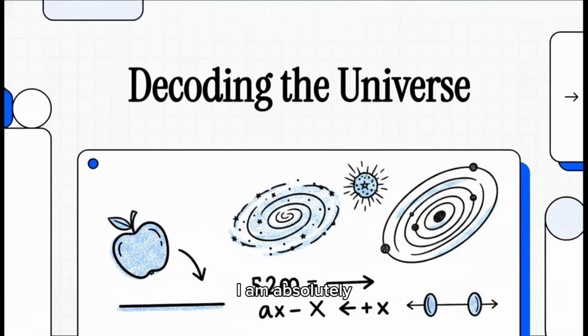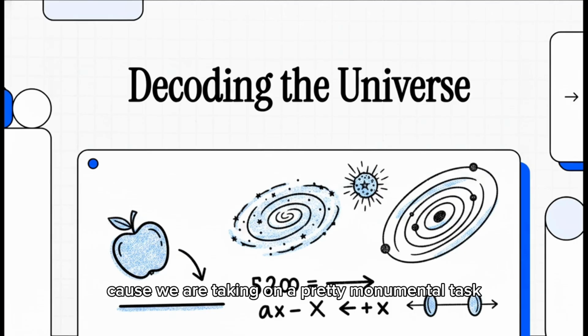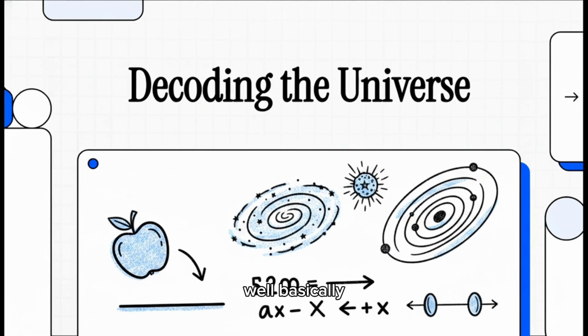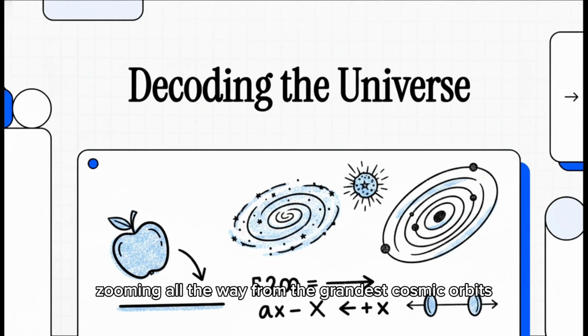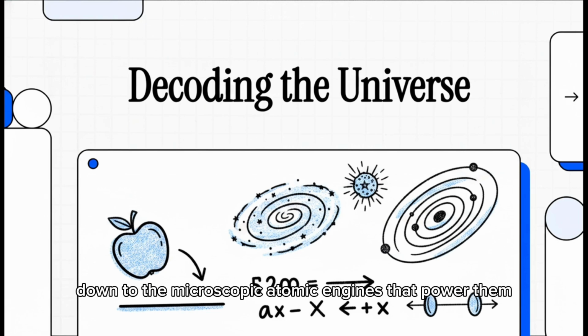I am absolutely thrilled to guide you through today's topic because we are taking on a pretty monumental task. We're going to translate the complex, beautiful mathematical models of astrophysics into the intuitive language of the universe. We're looking at the fundamental laws that govern, well, basically everything, from the falling of an apple right here on Earth to the life cycle of the most massive stars out there in the cosmos. We're going to take kind of a Russian doll approach today, zooming all the way from the grandest cosmic orbits down to the microscopic atomic engines that power them.